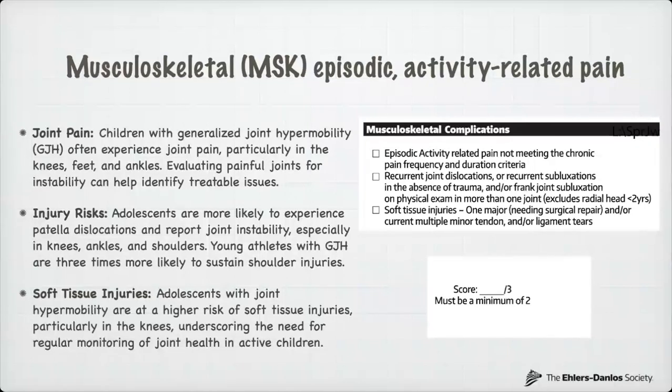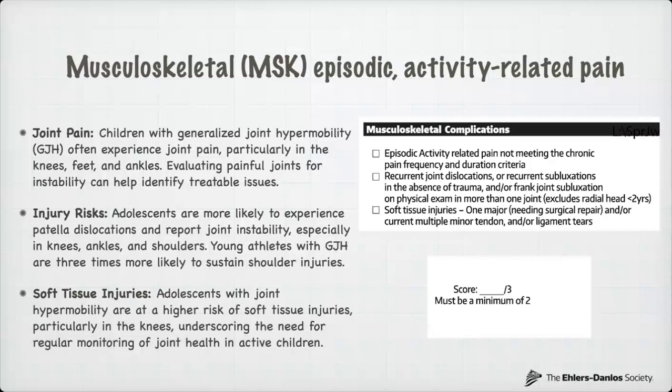Children with generalized joint hypermobility often experience joint pain, particularly in the knees, feet, and ankles. Evaluating painful joints for instability can help identify treatable issues. Adolescents are more likely to experience patella, the kneecap, dislocations, and report joint instability, especially in the knees, ankles, and shoulders. Young athletes with hypermobility are 3 times more likely to sustain shoulder injuries.